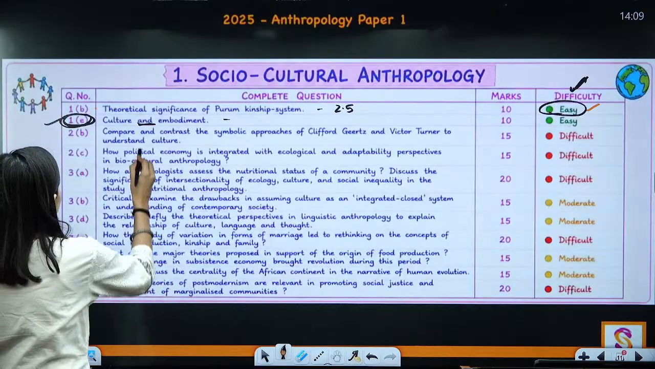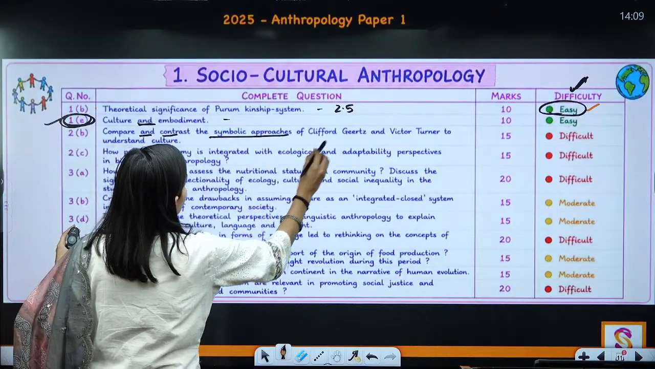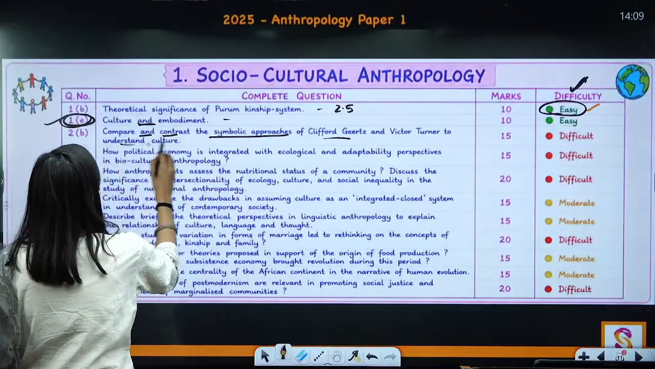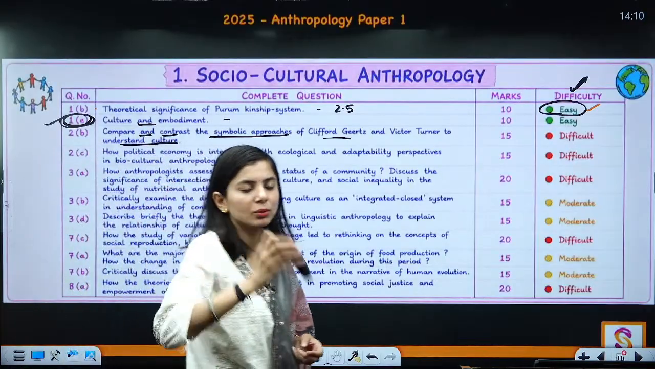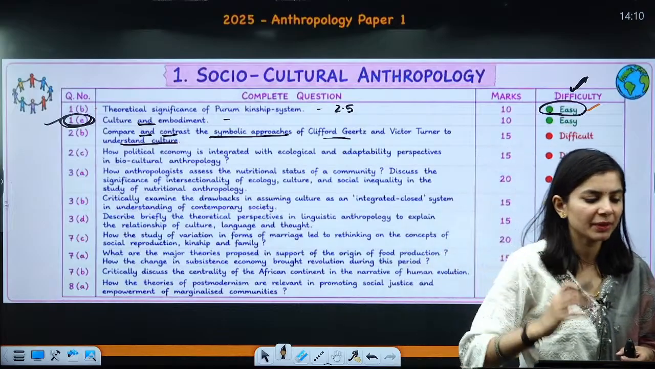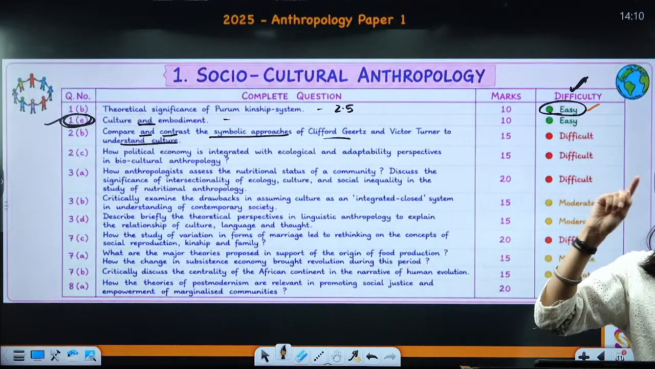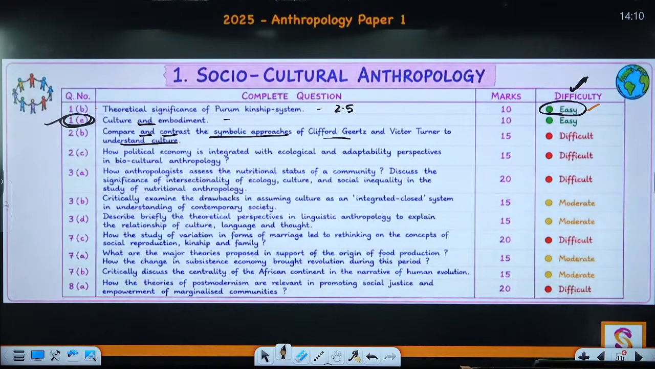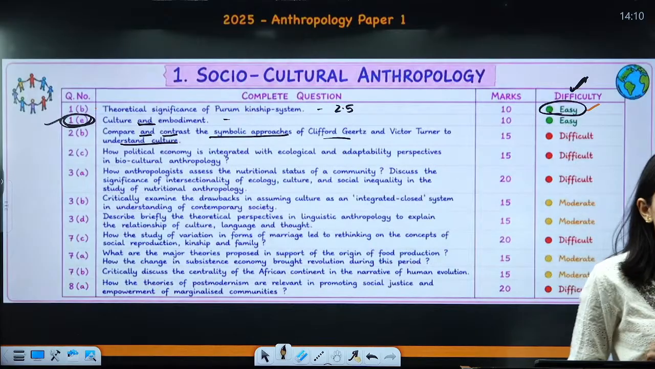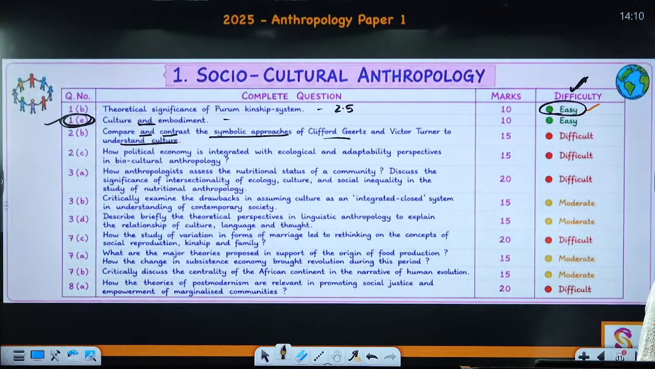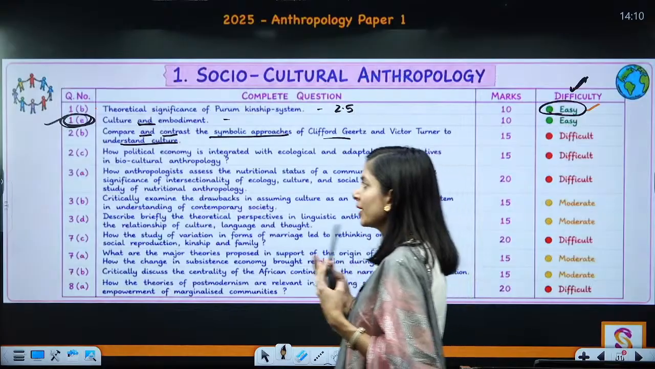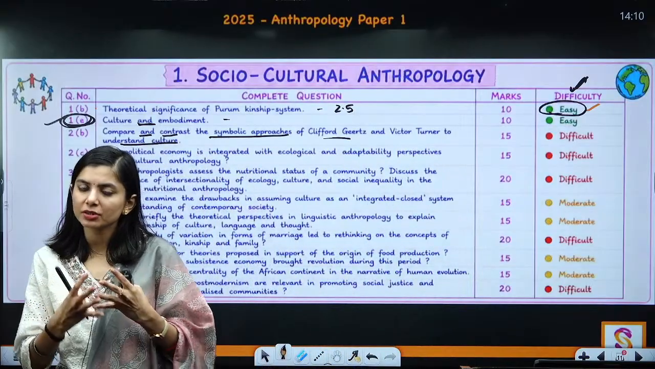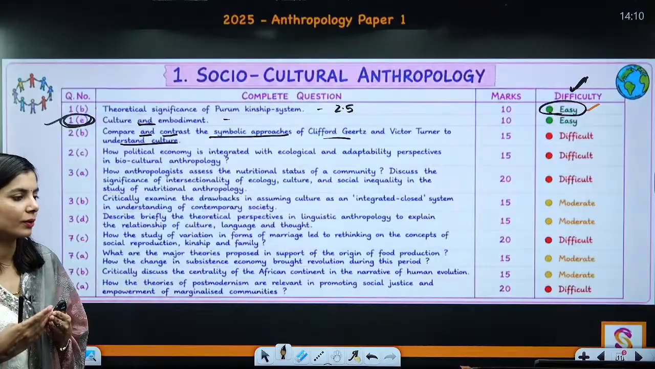Okay, now next: compare and contrast the symbolic approaches of Clifford Geertz and Victor Turner to understand the culture. Now, what do you need to write in this question? Just tell me, in the introduction, we basically did four types of introduction. 1, 2, 3, 4. Which one is going to be better for this?